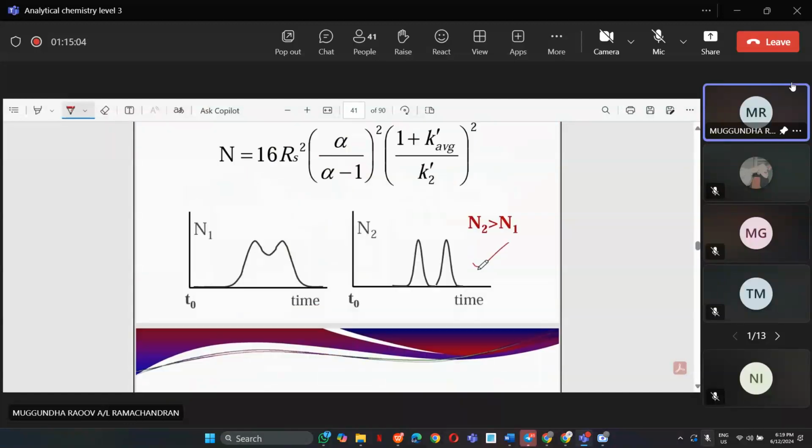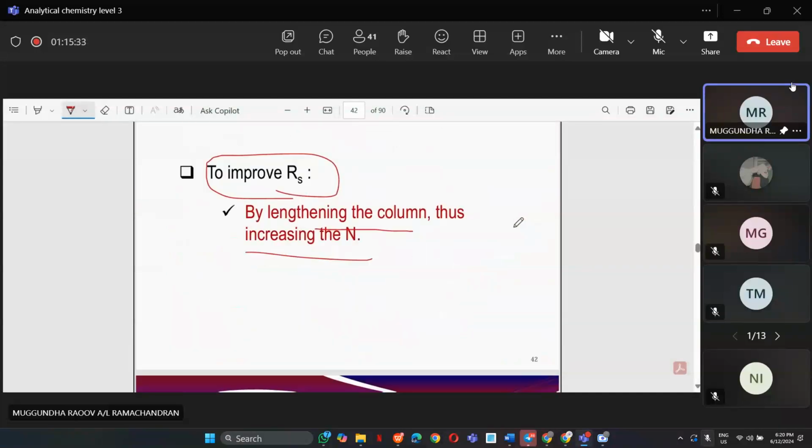Okay, the example of this, class. Here the N is lower. So if I want to use the theoretical plate number, I can say here N is lower and here N is higher. Here RS, the resolution, is also lower, maybe less than 1.5. Here the resolution is 1.5 or more. That's why it's well resolved here. We can see the difference. By lengthening the column, it can also increase the theoretical plate number.